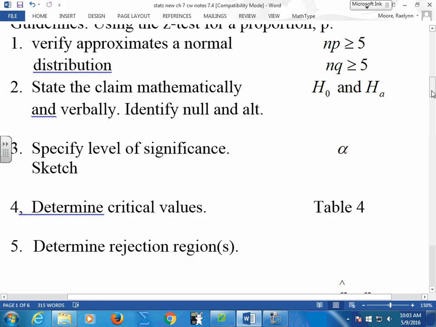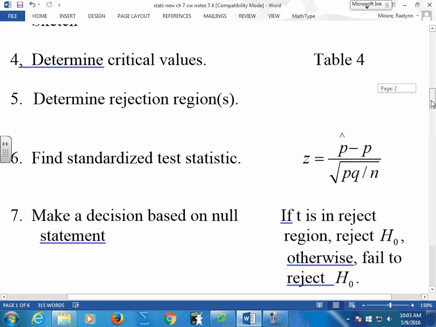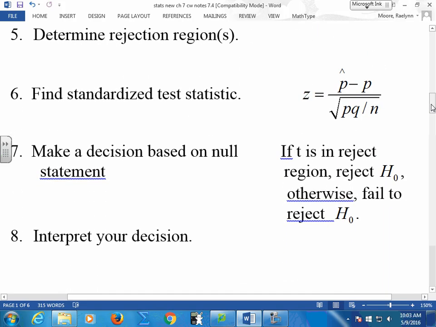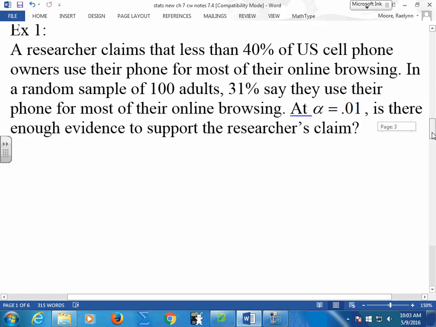We go to your table 4. We determine your critical values. These are your cutoff values. These are for your reject regions. We label your reject regions, reject H0, fail to reject H0. We do a test statistic, and we see where it falls in your graph. And then we make a decision based on that, and we interpret your decision. So it's basically the same thing again, but we use a proportion rather than a mean.